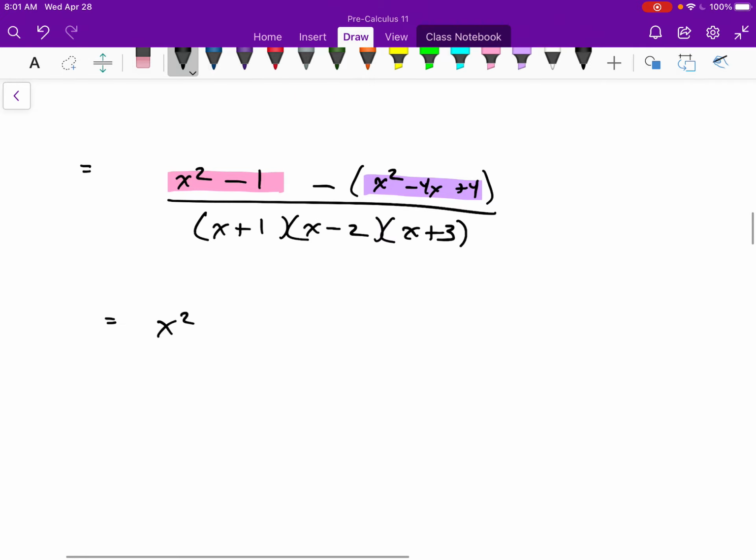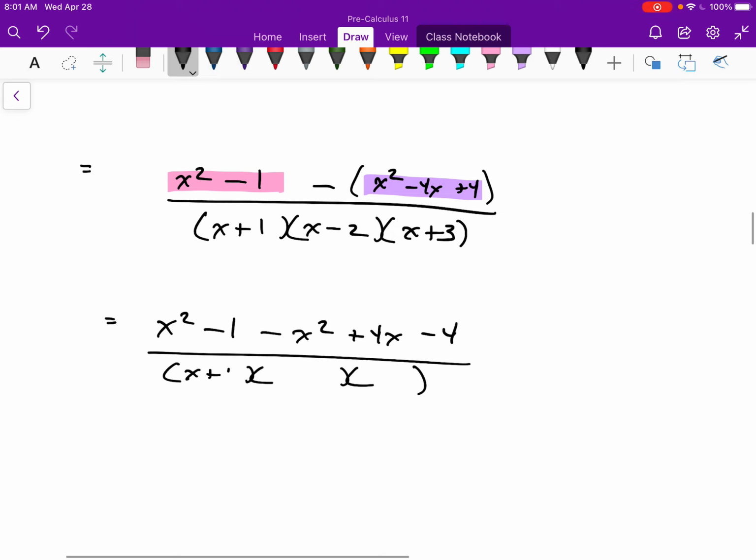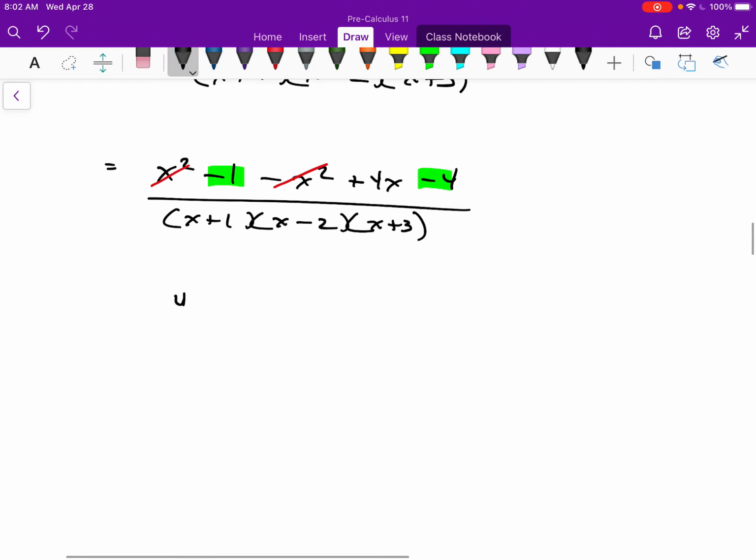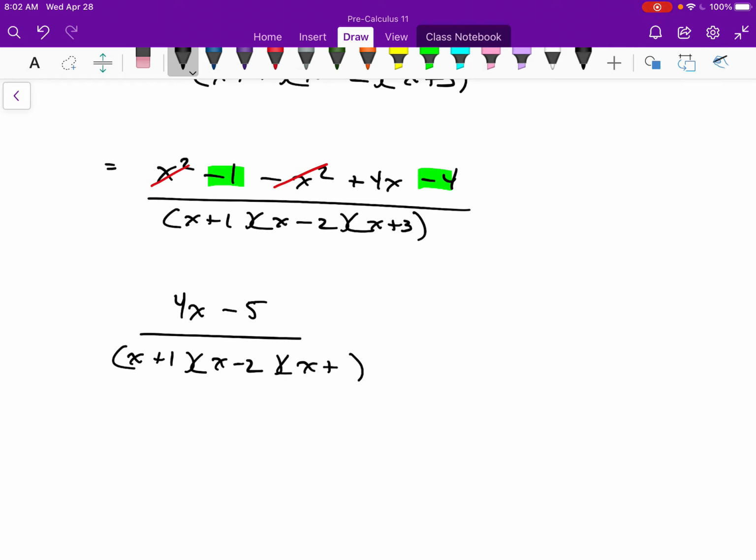So now let's get rid of these brackets, or distribute the negative, however you want to look at it. And I can definitely cancel out an x squared. Nothing else cancels out, although I do have a couple like terms here: the x, the minus 1, the minus 4. So my numerator is 4x minus 5, and my denominator has these same three factors, none of which are the same as in the numerator, which is good. That means I am done. There's my simplified answer. And what are my restrictions? x cannot equal negative 1, positive 2, negative 3.